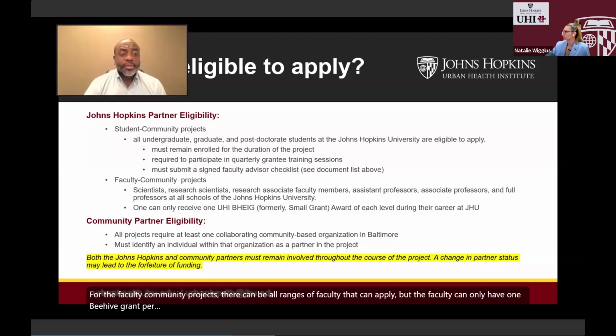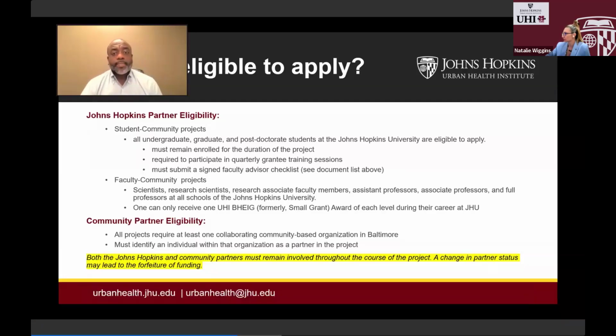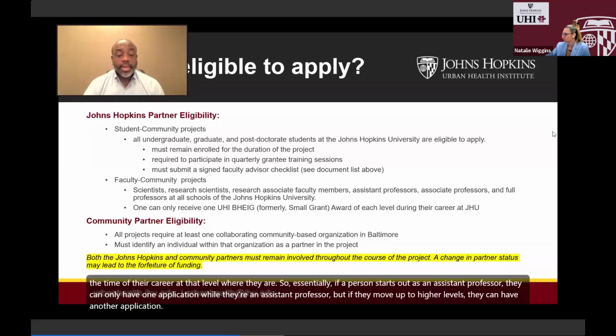For the faculty community projects, there can be all ranges of faculty that can apply, but the faculty can only have one BHI grant per the time of their career at that level where they are. So essentially, if a person starts out as an assistant professor, they can only have one application while they're an assistant professor, but if they move up to higher levels, they can have another application.